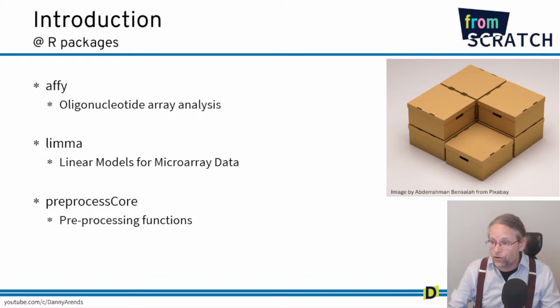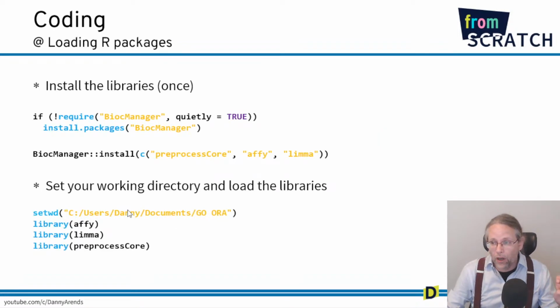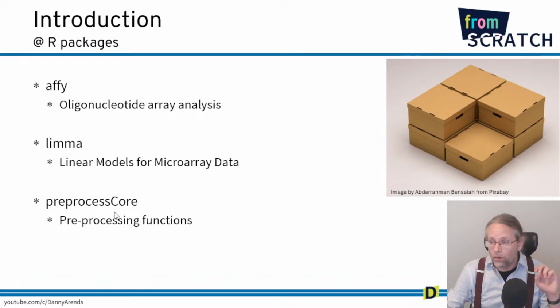So preprocessCore together with limma, these two packages work together. But when I was testing it under Linux, I found a little bug. So if you are working under Linux, there's going to be an additional command to first install preprocessCore and then install the affy and the limma packages. Just as a workaround, I put it in one of the slides that is going to come up.